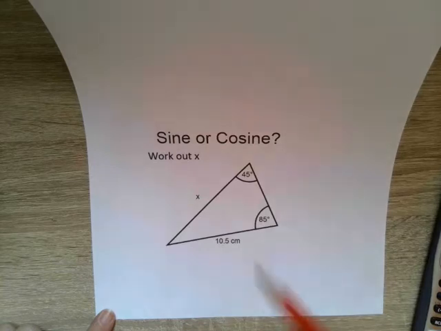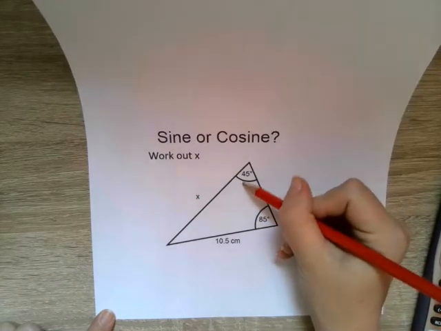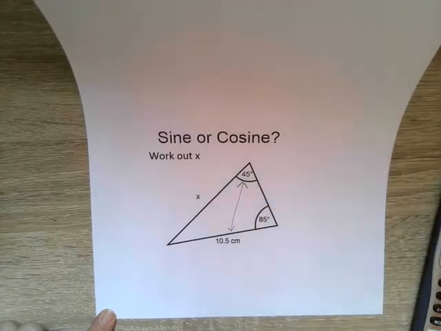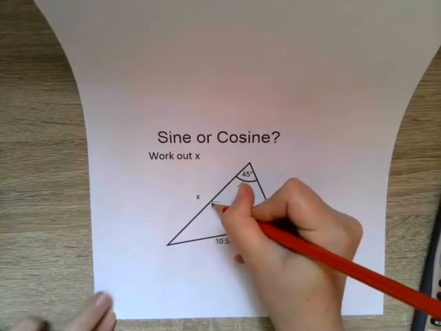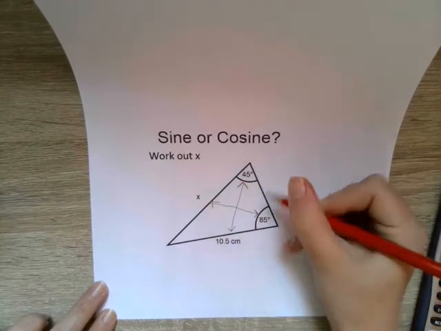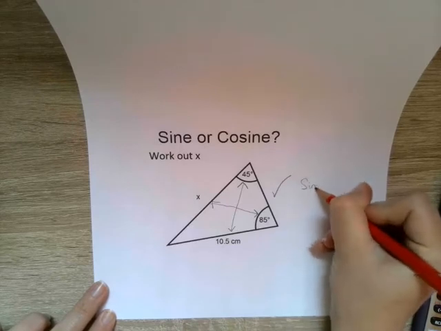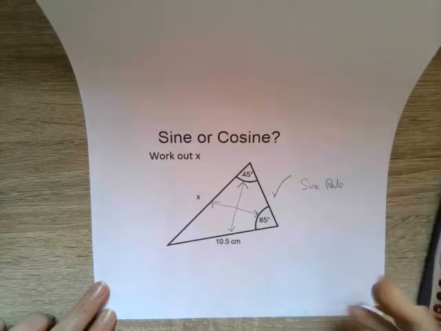So this one, let's have a look. This angle here is opposite here, so that's one matching pair. This one is opposite here, so that works. We've got the crossover, so that would be sine rule. Right, next one.